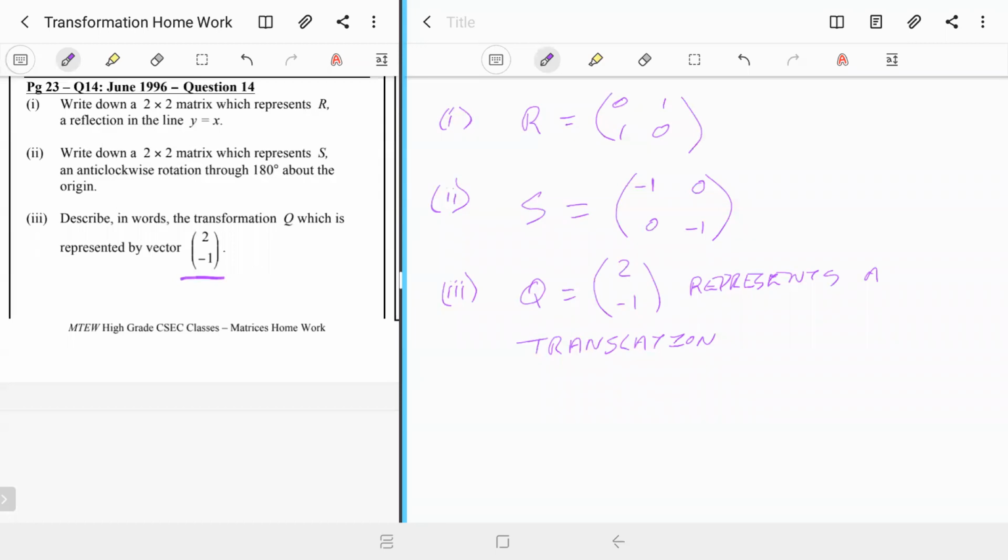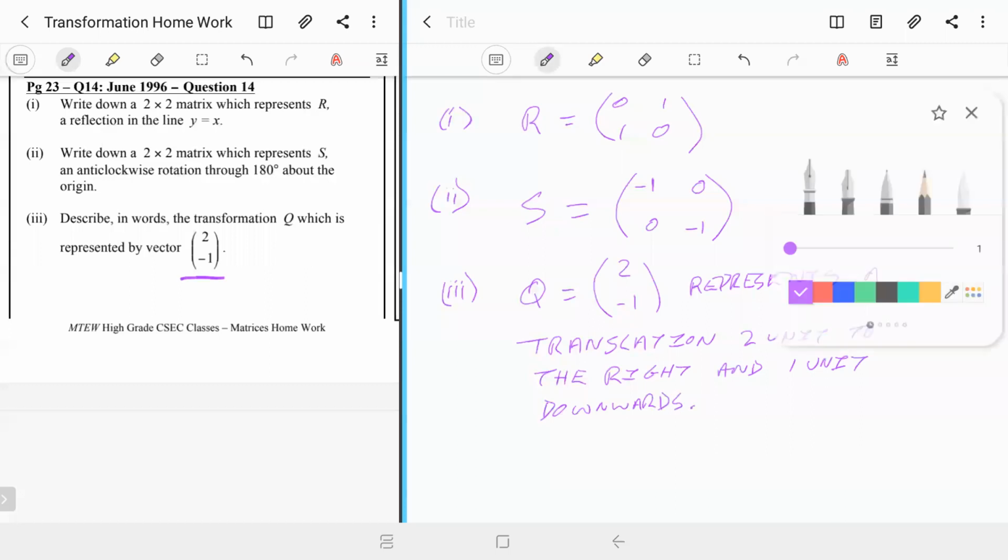2 units to the right. This means 2 units to the right. And what does this mean? 1 unit downwards because it's negative. 1 unit downwards. Do that to get the marks.